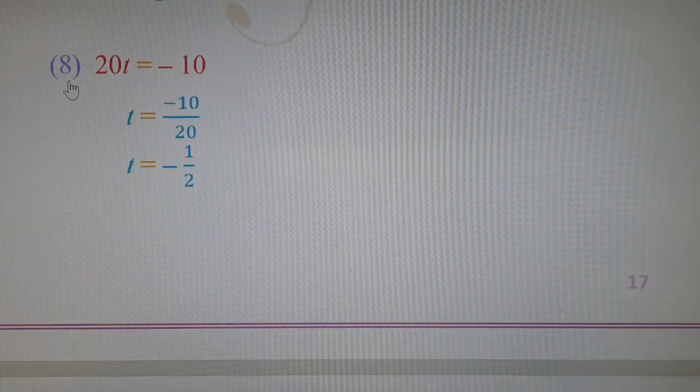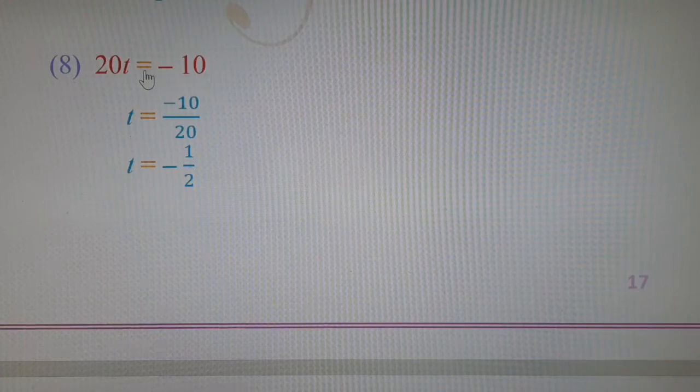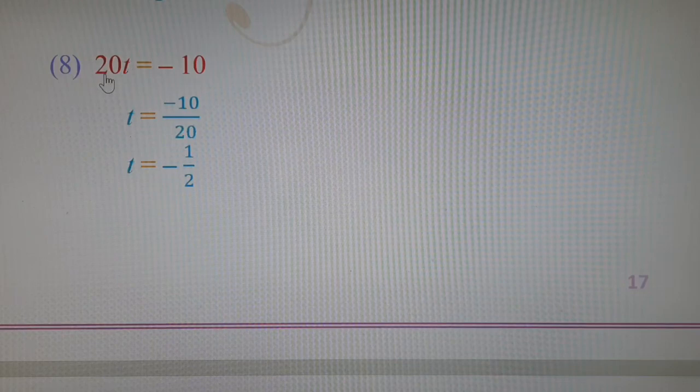Let's go to the 8th sum. Main question 2, sub question 8. 20t is equal to minus 10. T will be kept alone because we have to find the value of t. And 20 is written next to t, so 20 will be multiplied with t, and we get 20t.